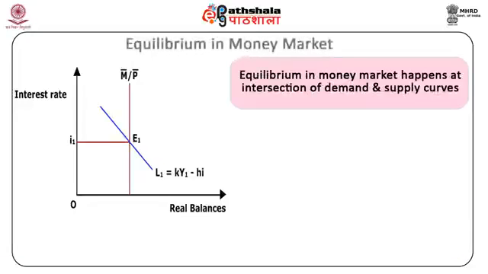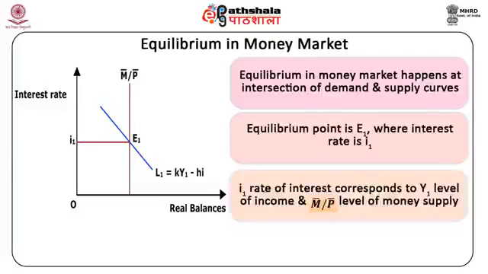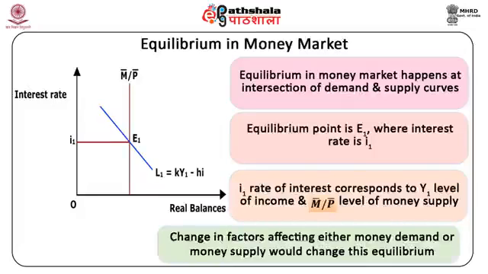Equilibrium in the money market happens at the intersection of the demand and supply curves. The equilibrium point is E1, where the interest rate is I1. This I1 rate of interest corresponds to Y1 level of income and M bar upon P bar level of money supply. Change in factors affecting either money demand or money supply will change this equilibrium.